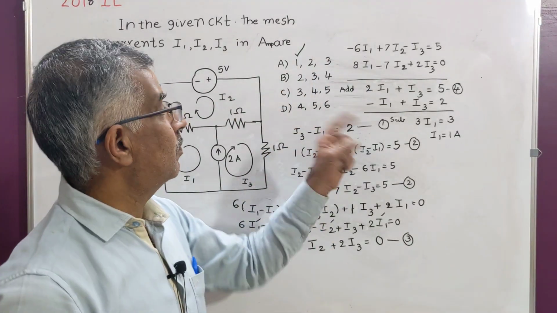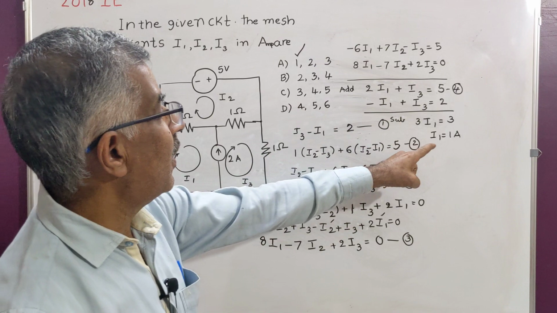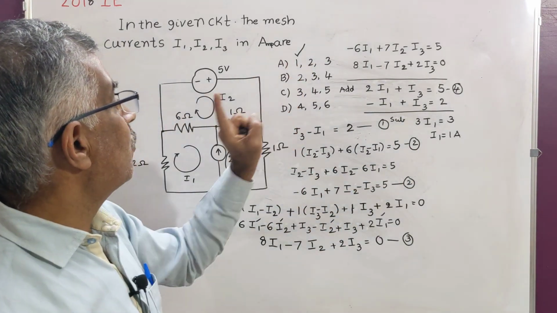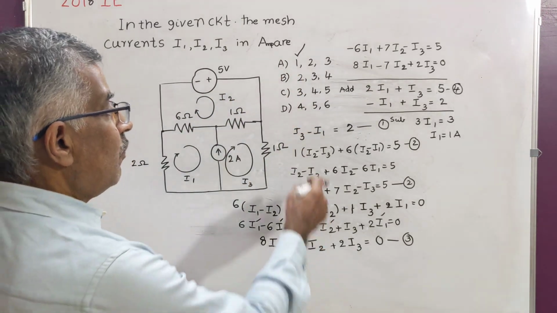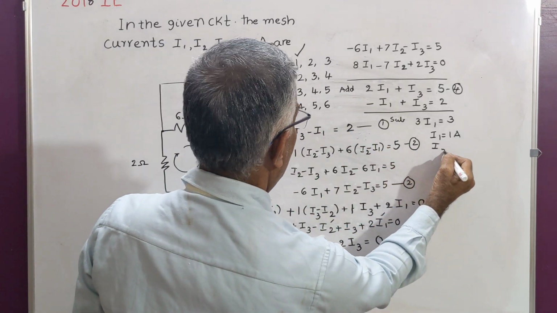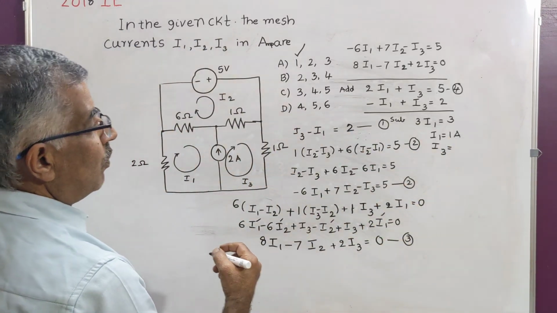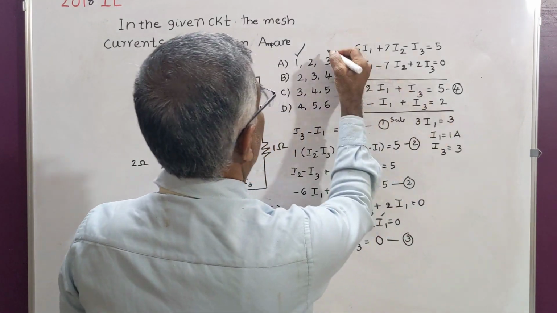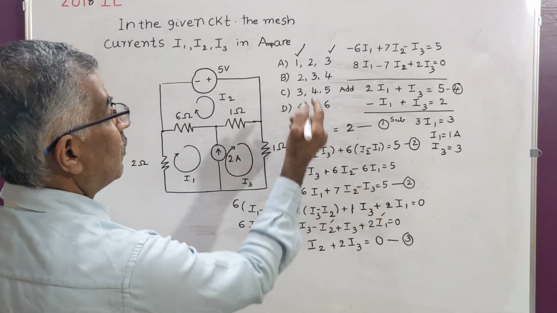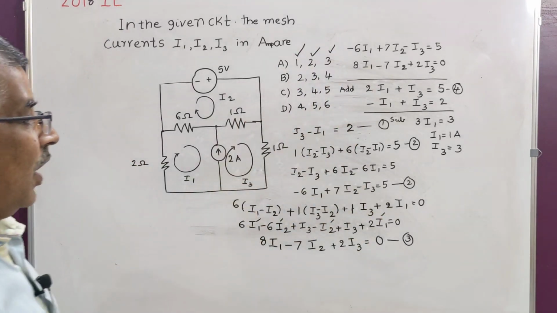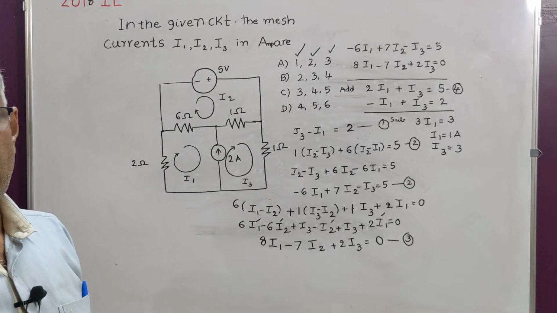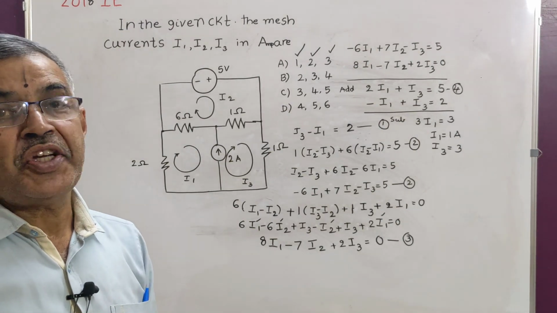Now, one thing, be sure. We are getting I1 as 1 ampere, and this is the only answer where I1 is 1. Therefore, this is correct. Now, with I1 equal to 1, I3 is equal to 3. Now, we can solve for I2. I2 comes out to be 2. So, this is how we have to solve a problem on mesh analysis. Thank you.